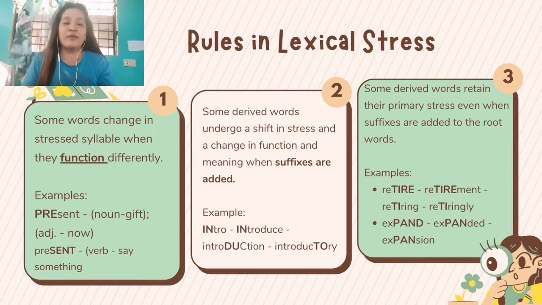Another one is object. Object is a noun, meaning it is a thing. Another example is present. Present is a verb, which says something, or present.